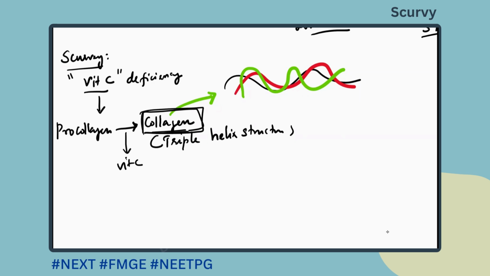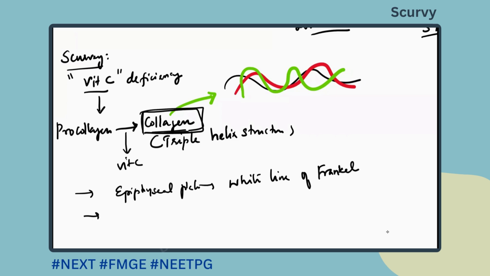Because of this, there will be calcification of the epiphyseal plate, which results in a line called white line of Frankel, and the epiphyseal plate extends beyond the metaphysis, forming Pelkan spurs.